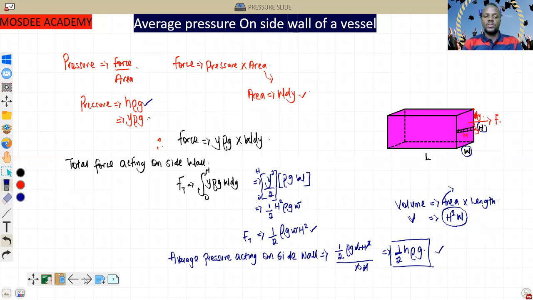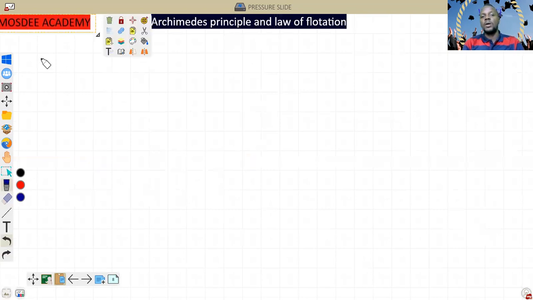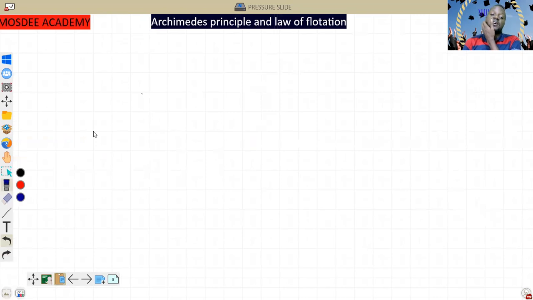Now, about the next slide, we have Archimedes Principle and the Law of Flotation. I know most of us might have studied this in our early classes, and the knowledge of what we studied in early classes will be needed here to understand the concept of Archimedes Principle. But before we can talk about anything on Archimedes Principle, let us first write what the law states.